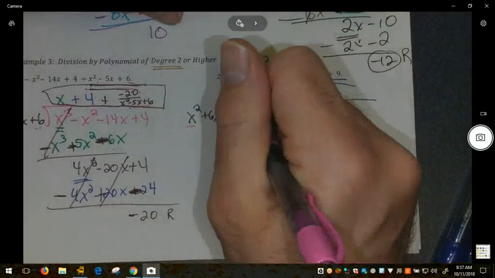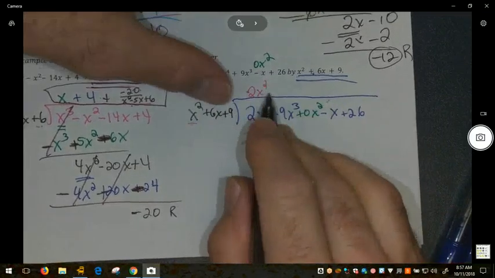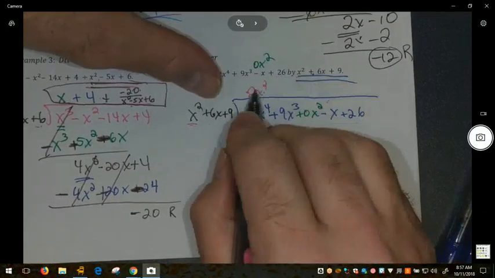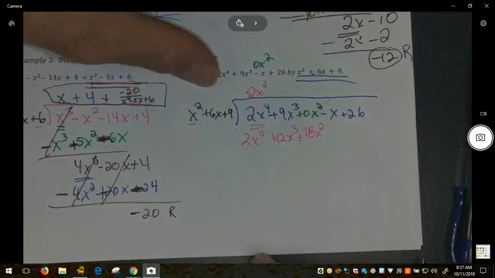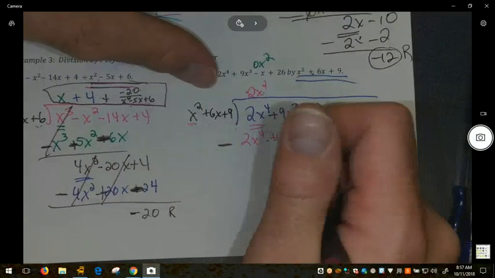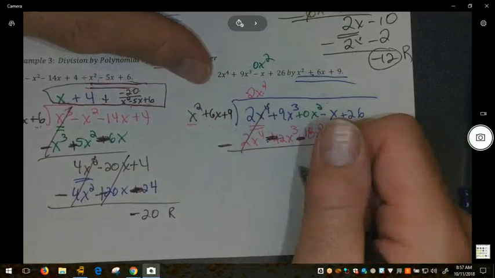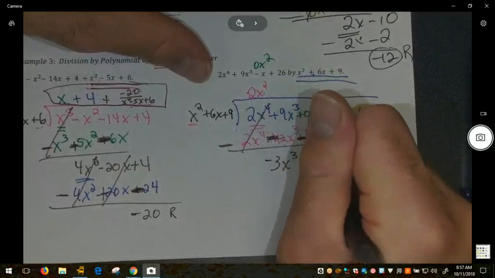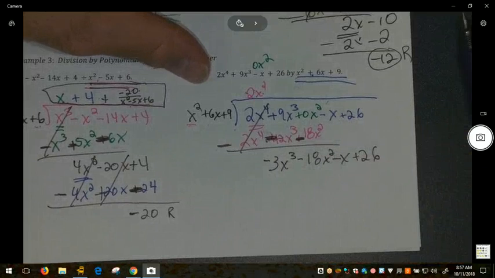2x to the 4th, I need to multiply x squared by 2x squared to get 2x to the 4th. 2x squared times 6x is 12x cubed. 2x squared times 9 is 18x squared. I'm going to change the sign on all of these. That was a 12, yeah. And combine like terms. So this gives me negative 3x cubed, negative 18x squared, bring down the negative x and the positive 26.